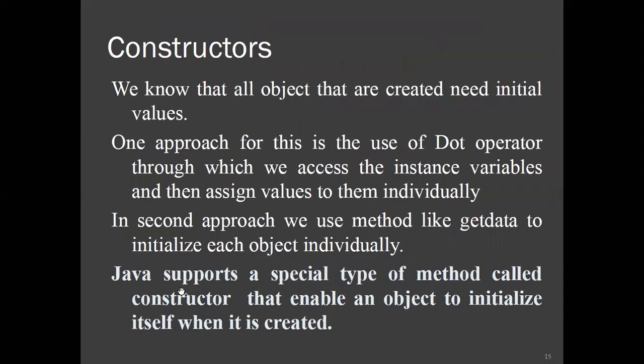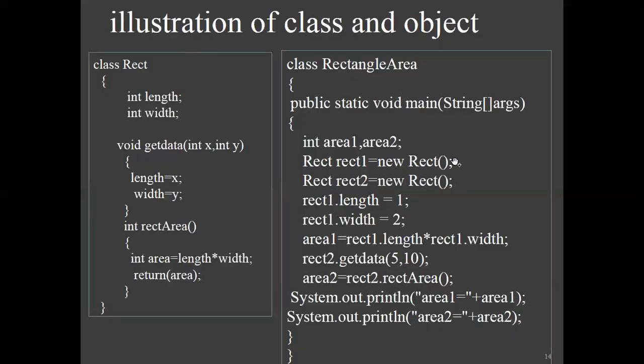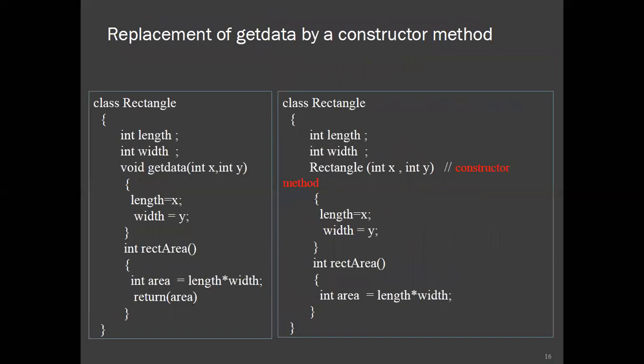Java supports a special type of method called a constructor that enables an object to initialize itself when it is created. Whenever the object is created, at that time only you can initialize it. At this time, Java is able to initialize the default values with the help of constructors. Here the class name is Rectangle, and the method name is also Rectangle. Then you should identify this method as a constructor.